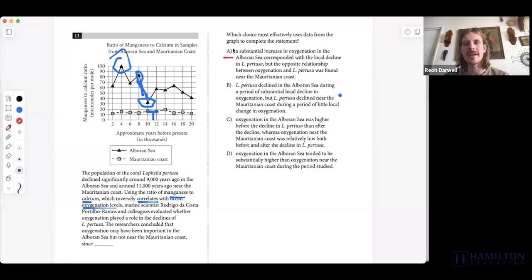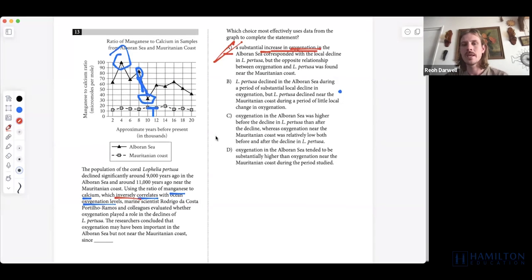So answer choice A. If you chose answer choice A, you did not understand that an inverse correlation means that when manganese goes up, oxygenation goes down. So manganese went up here. That would not result in an increase in oxygenation. If this didn't say oxygenation, but rather said manganese concentration, well, then A would be correct, right?